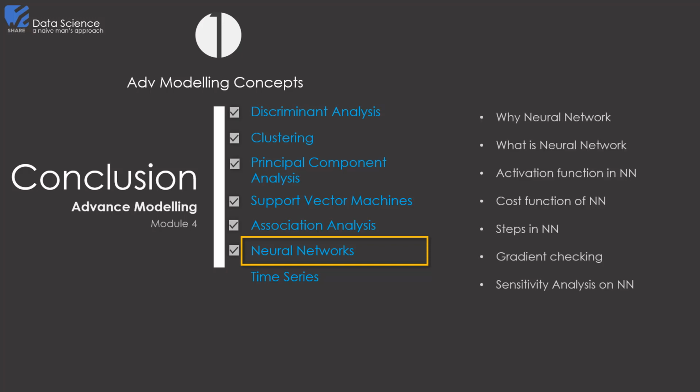We discussed why neural networks should be used. Then we saw what is a neural network. After that, we saw activation function in neural network. Then we learned cost function of neural networks. Then we discussed steps involved in neural network. Here we also discussed forward feed, backpropagation, and gradient descent algorithm. Then we discussed a concept of gradient checking, which helps us ensure that we are heading in the right direction. Then to know the importance of variables, we touched upon the idea of sensitivity analysis. So that was all that we had covered in this section.